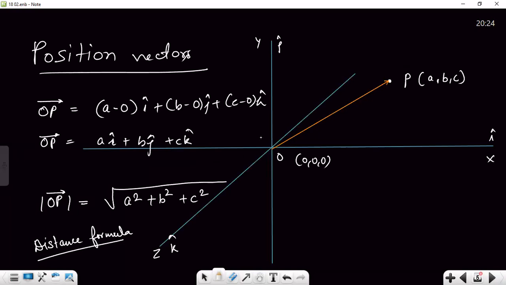Similarly, here the distance between O and P is the magnitude of our vector. So that's how we have written the magnitude of this position vector using the distance formula.